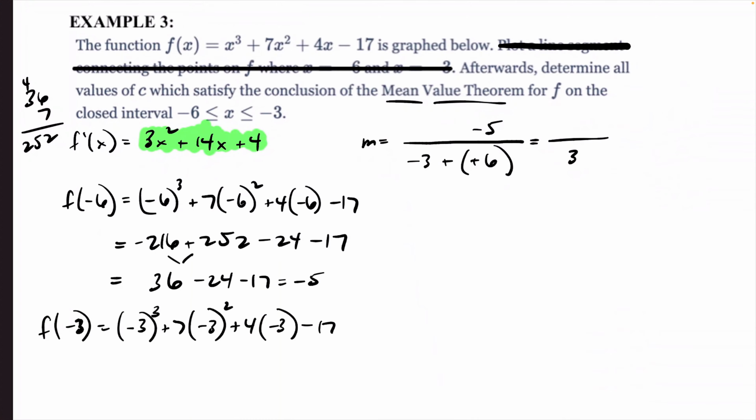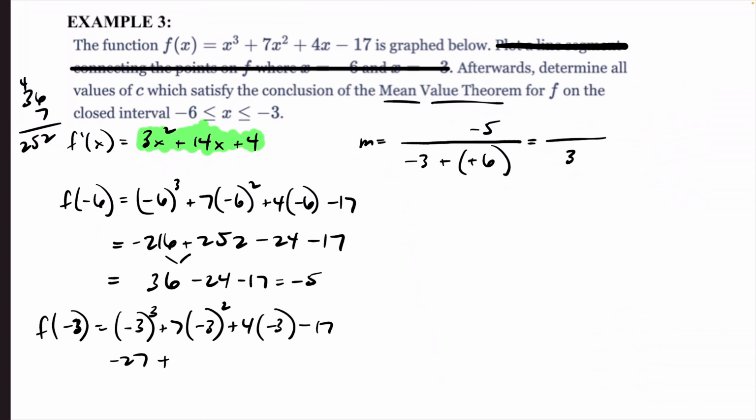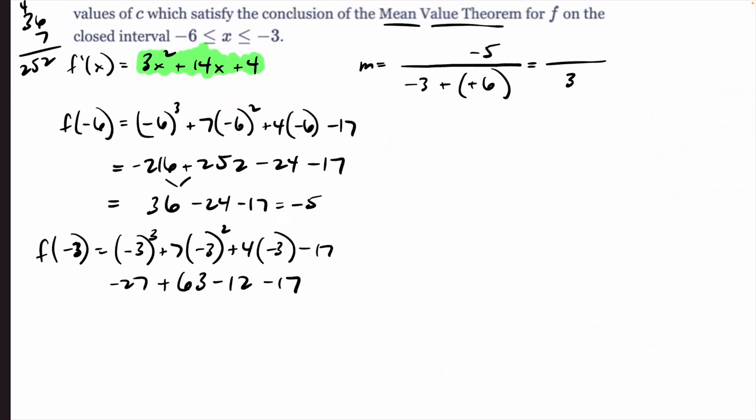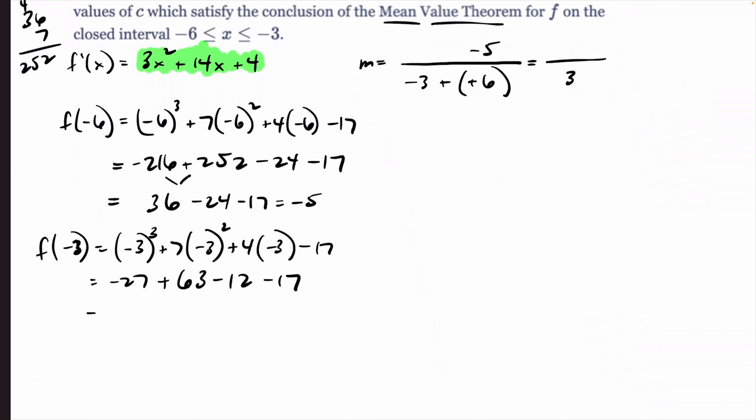So -3 cubed is -27. -3 squared is 9 times 7 is 63. Minus 12 minus 17. So that's going to be 36 minus 12 minus 17. It should be 24, yep, positive 7.